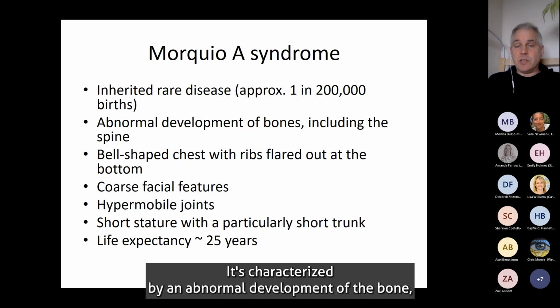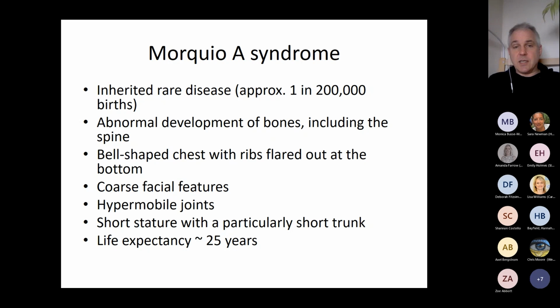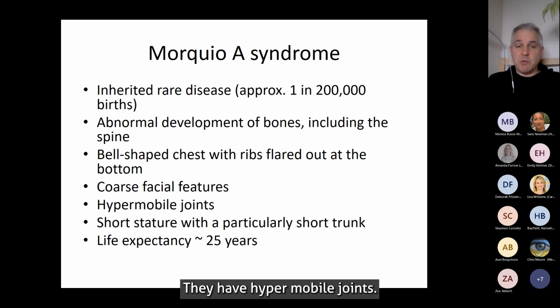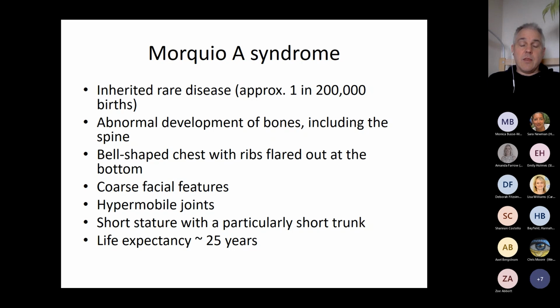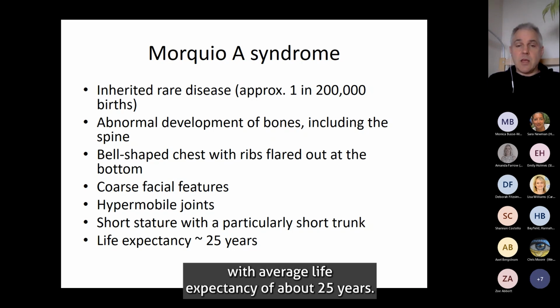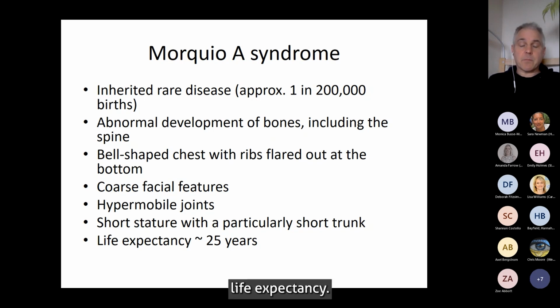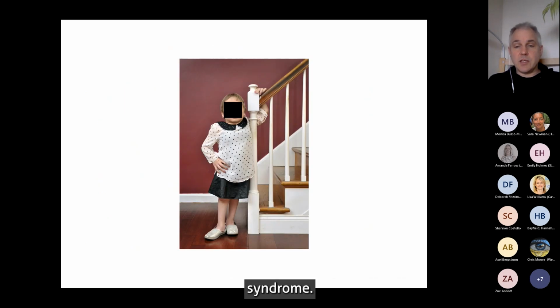It's characterized by abnormal development. The bone, particularly the spine, is affected. Children present with a bell-shaped chest, with abnormalities in their back structures. They have hypermobile joints, and they tend to be particularly short in stature. They also have a limited life expectancy, with average life expectancy of about 25 years, though that can vary, and some people experience normal life expectancy. This would be a patient with Morquio A syndrome.